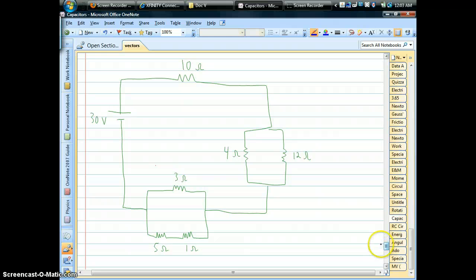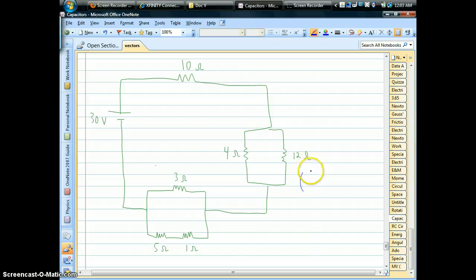So here's a bunch of resistors connected to a 30-volt battery, a couple sets of parallels. So we want to find the total current, we want to find out how the current splits in those two parallel sets. So the first thing we need to do is figure out what the total resistance is. We can do that because we know the rules. You can add them in series, and then in parallel, you have to do the reciprocals.